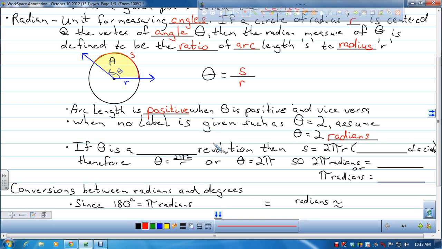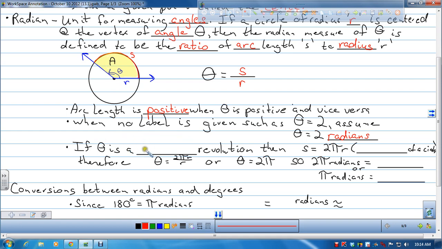That's just a little something you need to be aware of in regards to radians. Now, we're going to talk about how many radians it takes to make a complete revolution. We all know that 360 degrees is a complete revolution. 180 would be half of a revolution.